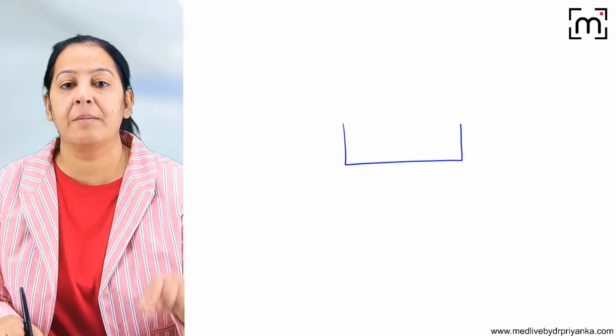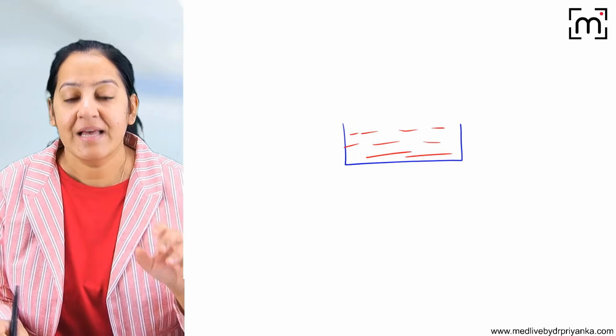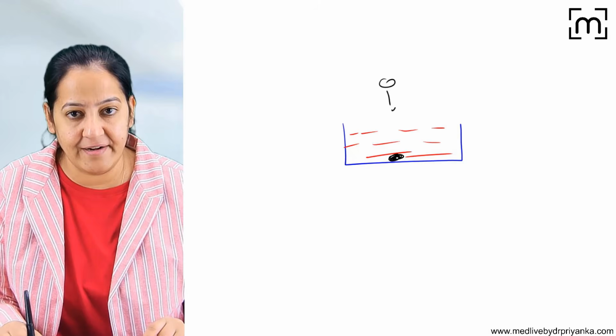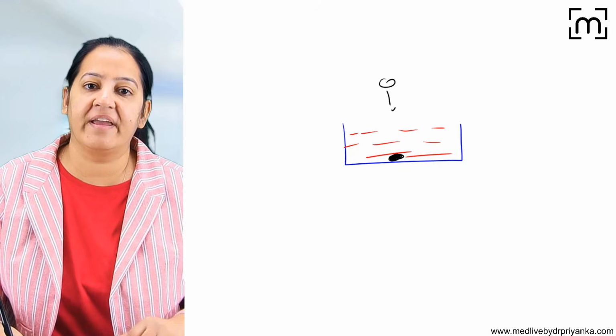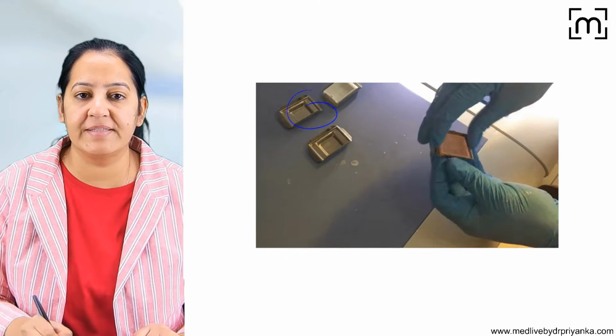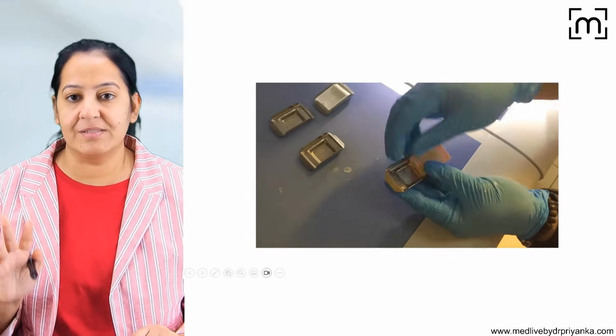In a cassette, we are first putting the liquid wax. Then we are putting our tissue in that. The tissue will settle down. Then we are cooling it, solidifying it, and taking the block out. So this is how the block is taken out. I assume you can see the block is taken out. So this is known as embedding.